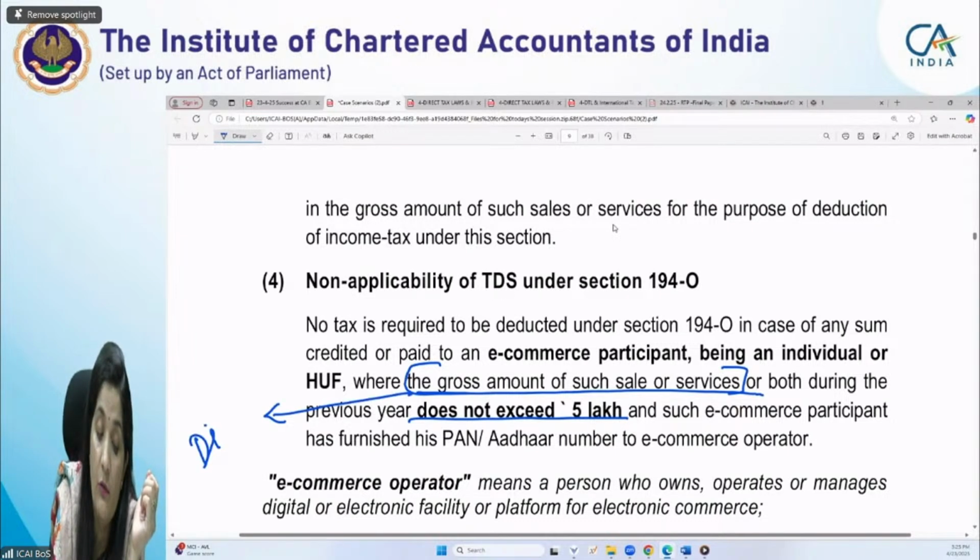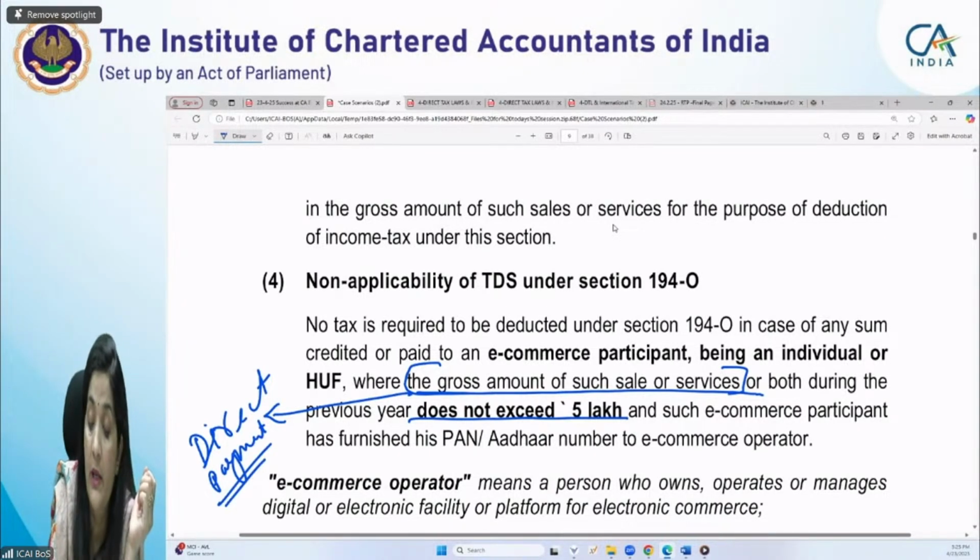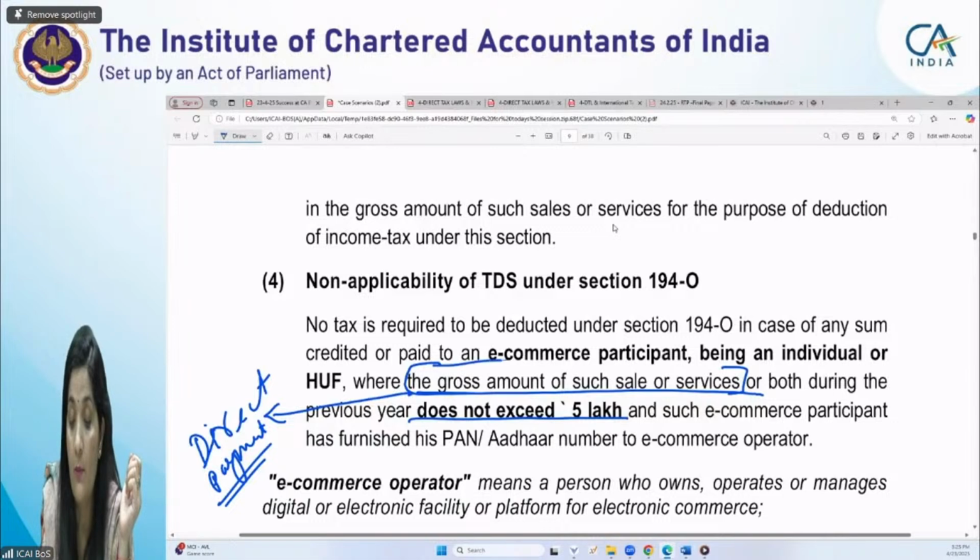Direct payments, whatever direct payments you are making, direct payments your e-commerce participant is receiving, that also would be included. This is the gross amount. This amount में आपको include करना पड़ेगा, ठीक है, to determine this threshold limit of 5 lakh rupees.